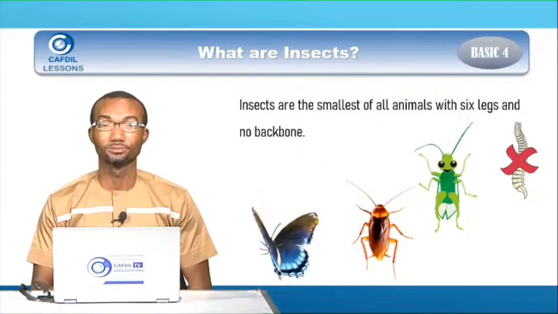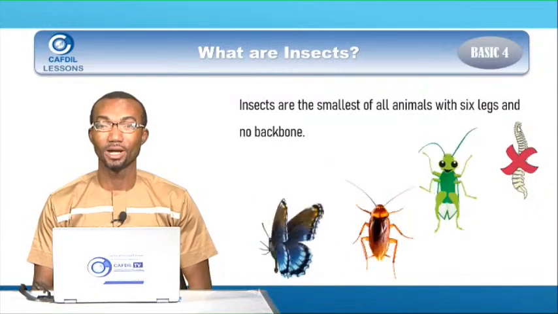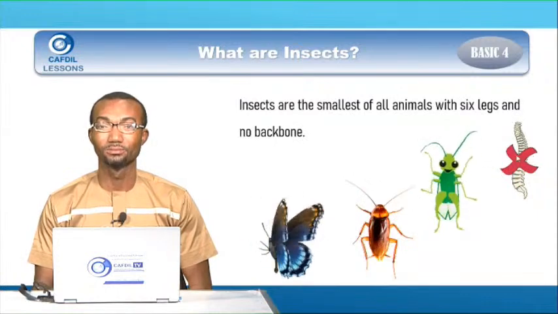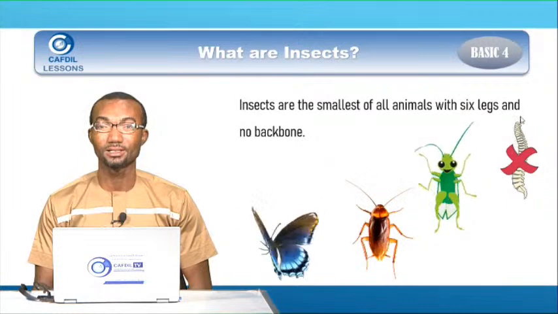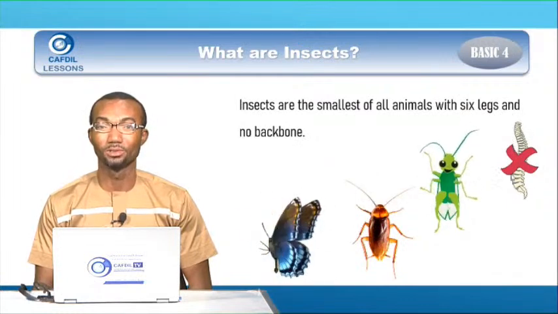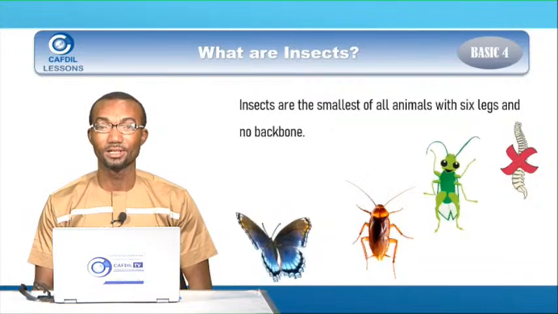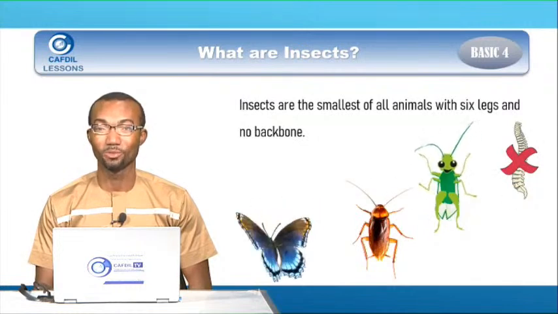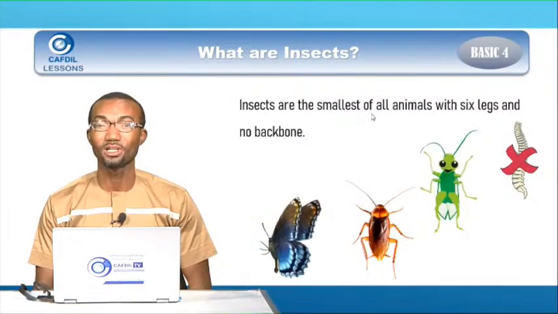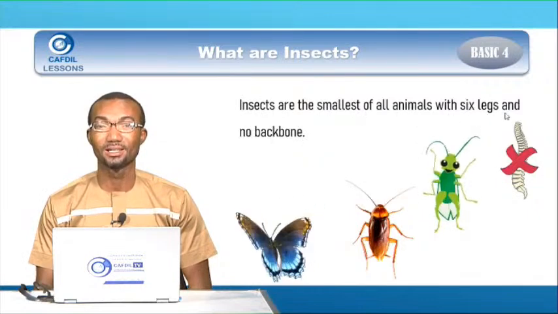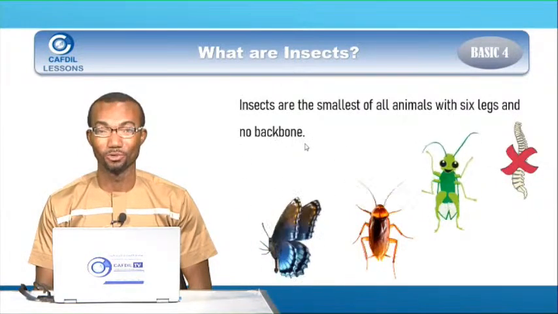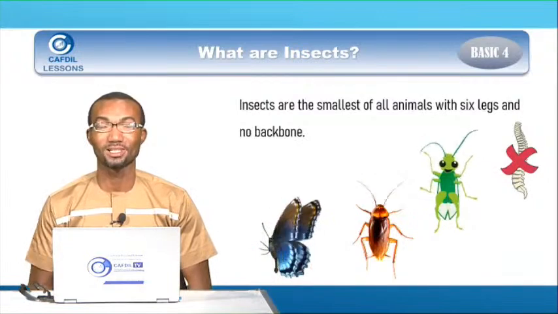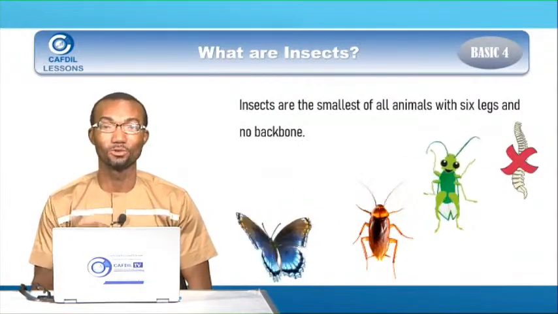If you look on your screen, this is a backbone, and insects do not have this kind of backbone. That is why we have crossed it. So you see the butterfly, you see the cockroach here, you see the grasshopper here. They do not have this backbone. So insects are the smallest of all animals with 6 legs and no backbone.